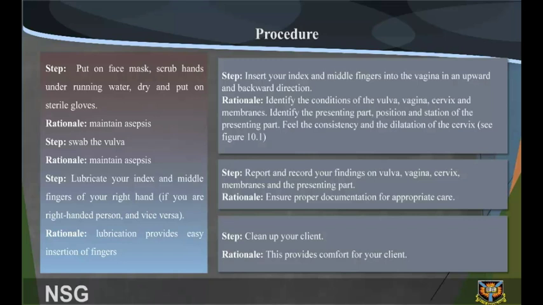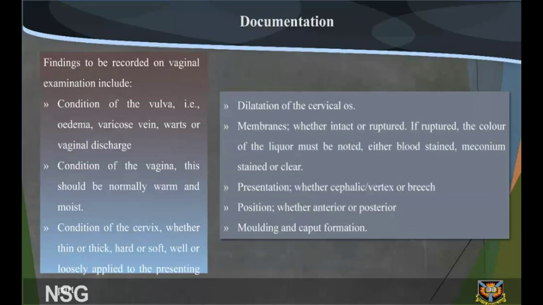Identify the conditions of the vulva, vagina, cervix, and membranes. Identify the presenting part, position and station of the presenting part. Feel the consistency and the dilatation of the cervix. Report and record your findings on vulva, vagina, cervix, membranes, and the presenting part. Ensure proper documentation for appropriate care. Clean up your client. This provides comfort.